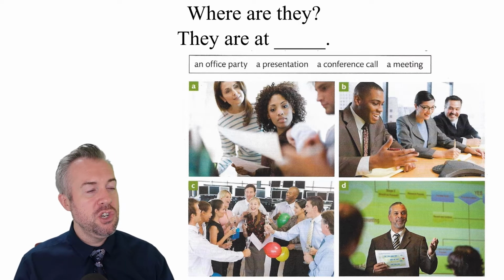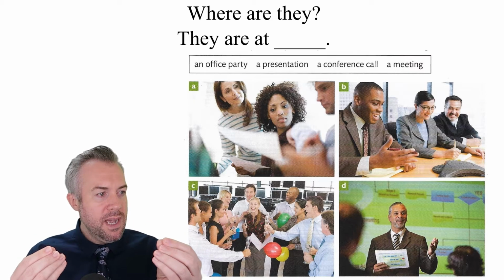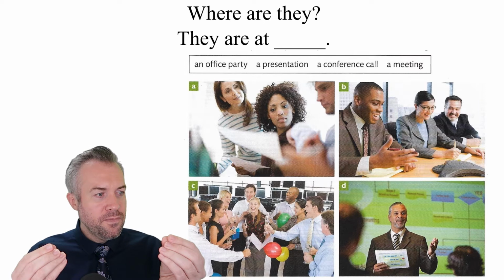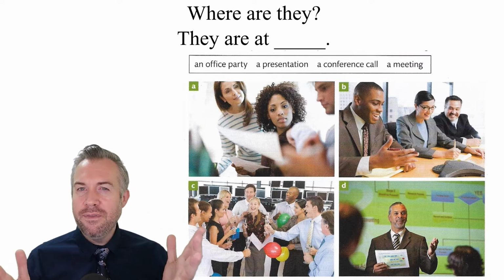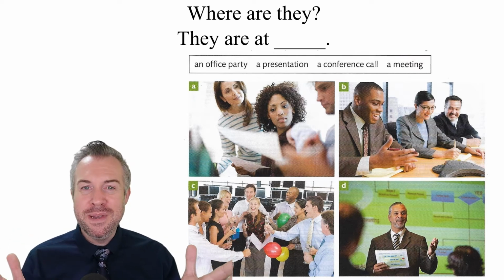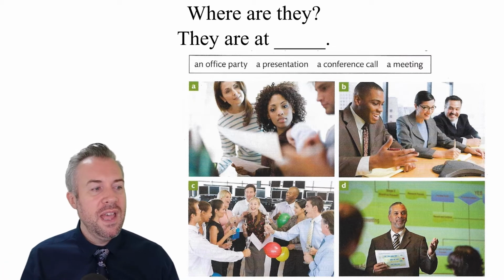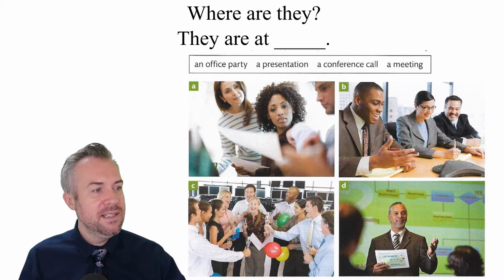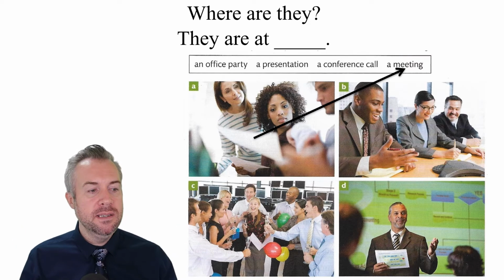If we look at picture A, where are they? Well, there's at least 3 people. They are holding some paper. They are in the same room. Does it look like they're having fun? A party? Probably not. It might be a fun meeting, but it doesn't look like a party. So where are they? They are at a meeting, a general meeting.